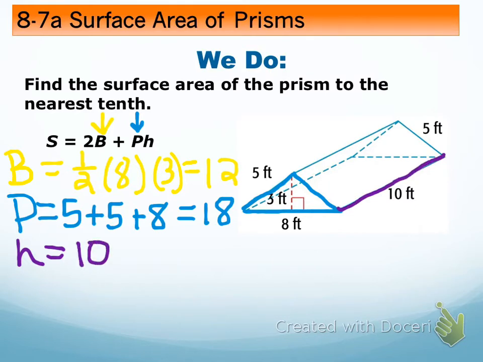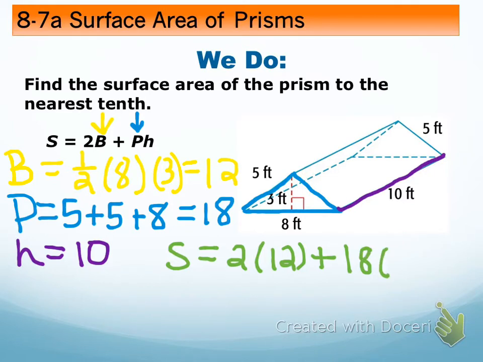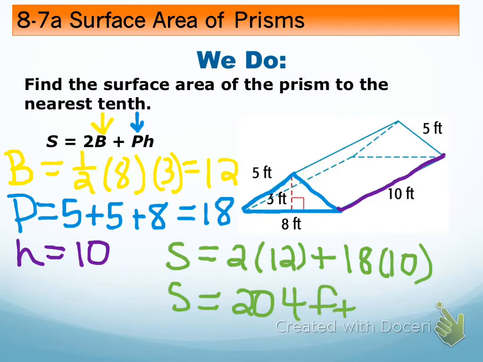Now you're just going to take all these numbers and you're going to put them together to make the formula for finding surface area. So remember, surface area is 2 times the area of the base, which we found is 12, plus the perimeter, which is 18, times the height of the prism. When you put all this into your calculator, you're going to find that it's going to be 204 feet squared. So let's try another one.